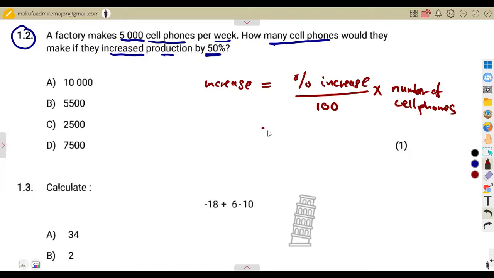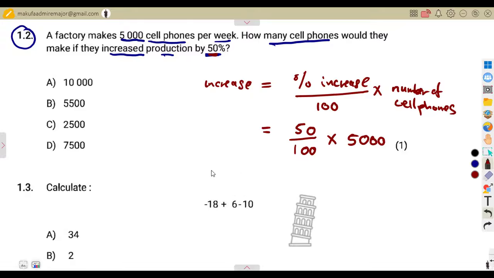Or you can just use this concept: percentage increase over 100 times the number of cell phones. What is our percentage increase? It increased by 50%. So it's 50 over 100 times the number of cell phones. How many cell phones do we have? 5,000. So this is our increase.